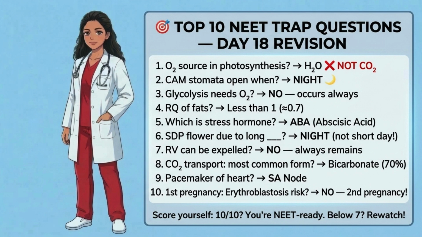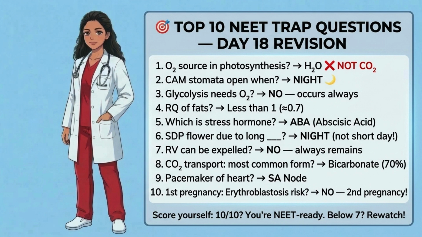These are the top 10 NEET traps from these 5 chapters. Pause the video and try to answer each one before I reveal it. 1. Oxygen in photosynthesis comes from 3, 2, 1, water. 2. Can plants open stomata when 3, 2, 1, night. 3. Does glycolysis require oxygen? 3, 2, 1, no, it's always anaerobic.